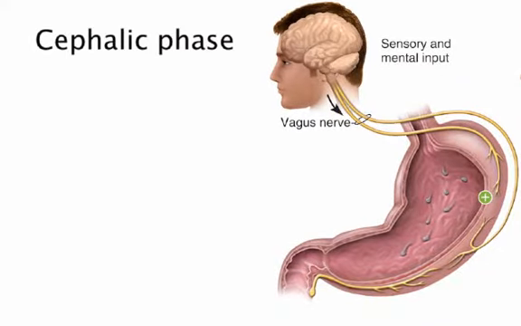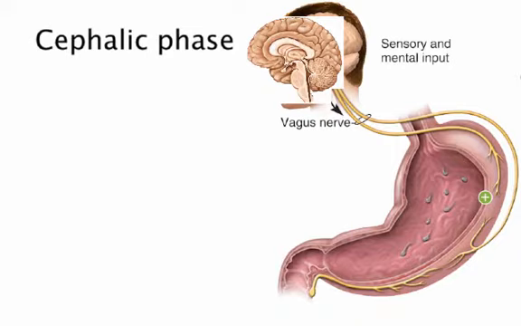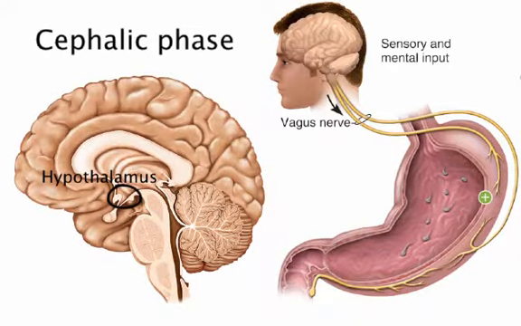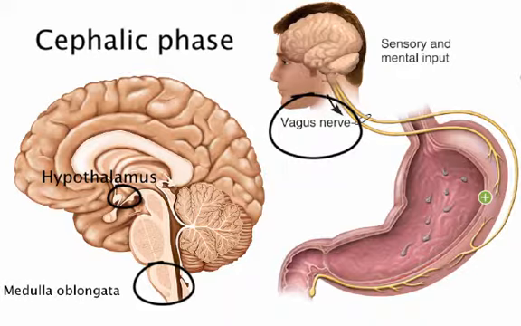The cephalic phase is a stage in which the stomach responds to the sight, smell, taste, or even the thought of food. The hypothalamus relays these signals to the medulla oblongata, and the vagus nerve fibers stimulate the enteric nervous system of the stomach, and that stimulates secretion of acid and gastrin.